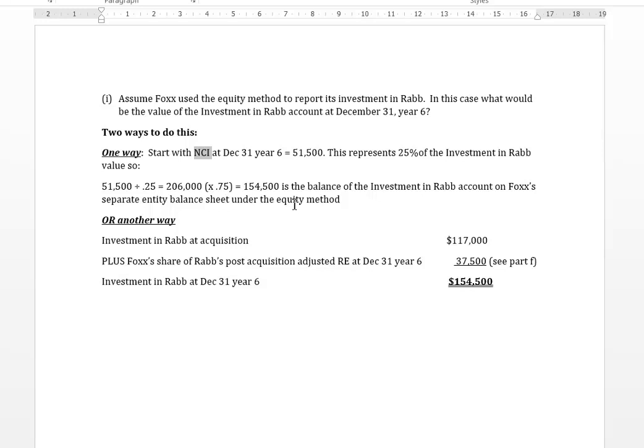Now, let's say you didn't remember that method and you said, gee, I know the investment when I bought my shares in Rabb, and the value of the investment was $117,000. You can start that way too. So the investment would have increased or changed as a result of any retained earnings that Rabb earned since the day you became related. It's only that equity that you're picking up after the two companies became related, and you're picking it up at your share. Well, one number that can help you figure out what that is is the retained earnings balance that you calculated: the post-acquisition adjusted retained earnings balance for Rabb, the sub, at December 31st, year 6.